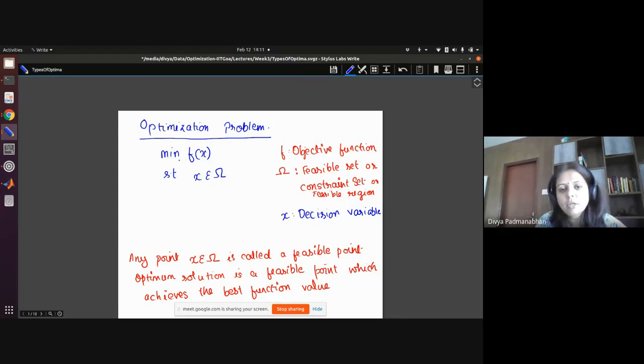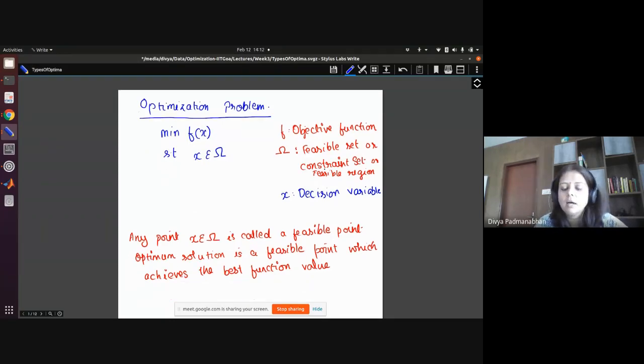Usually you will write an optimization problem as either minimize f of x or sometimes even maximize. For this course we will usually use the minimization representation, but you will see in a minute that you can transform between maximization and minimization. So what do you mean by solving this problem? You're trying to look for a feasible point which achieves the best function value. For a minimization problem, you're looking for a feasible point which gets the minimum objective value.